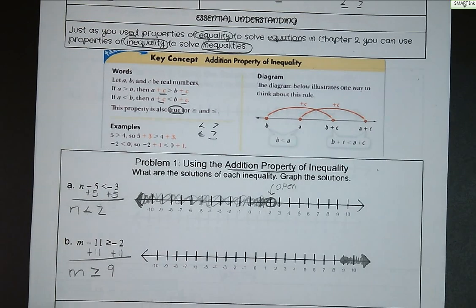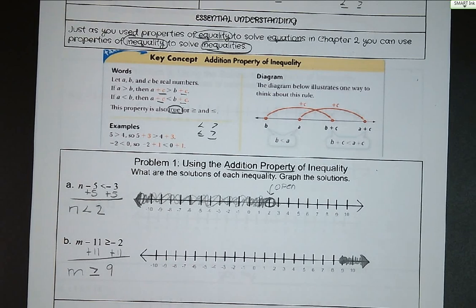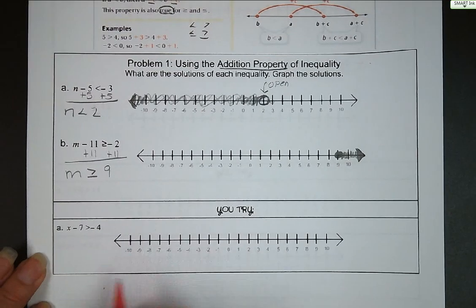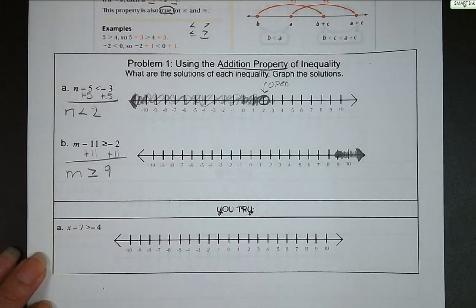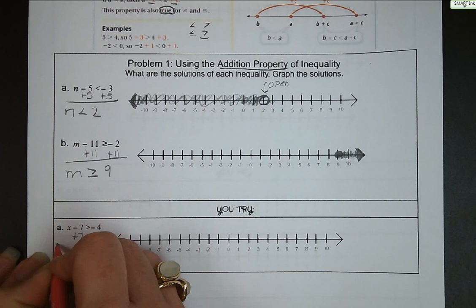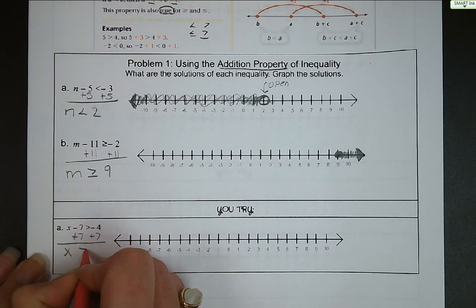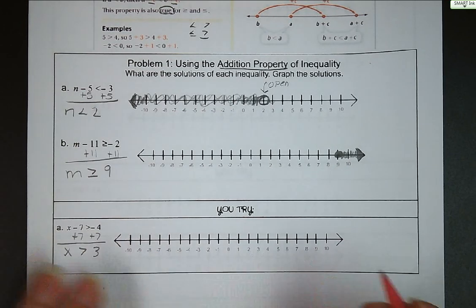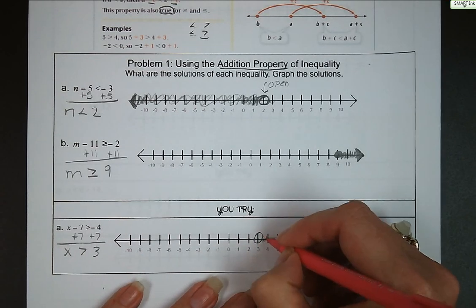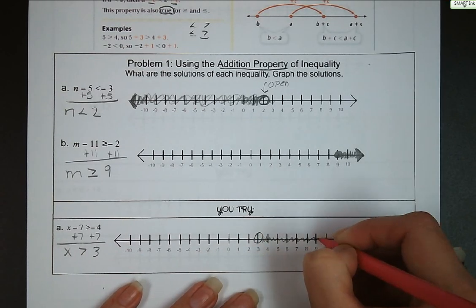All right. So why don't you guys give the next two a try? And we will go over them. So x minus 7, so we need to add 7 to both sides. So x is going to be greater than 3. So we have an open circle at 3, and we are shading to the right.